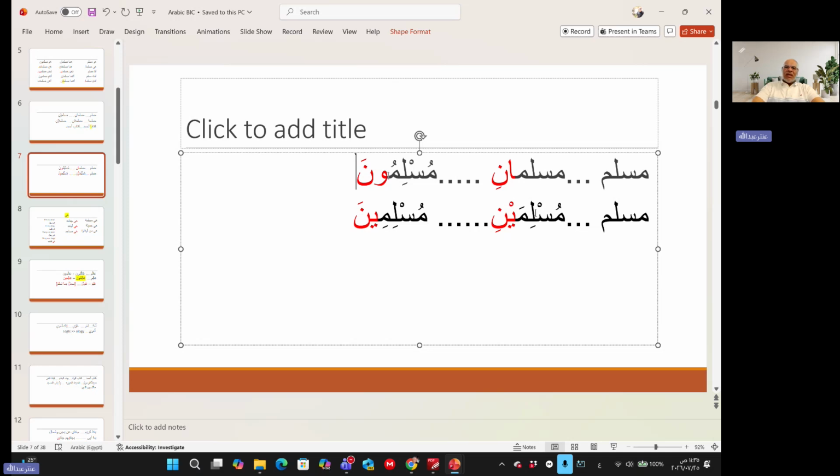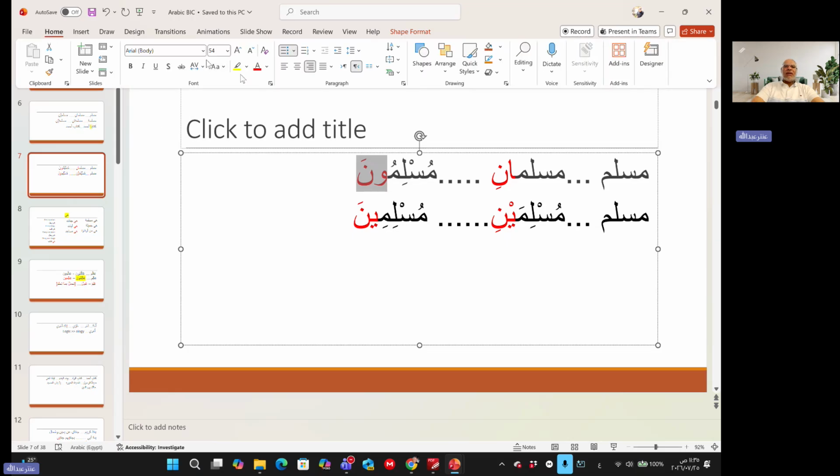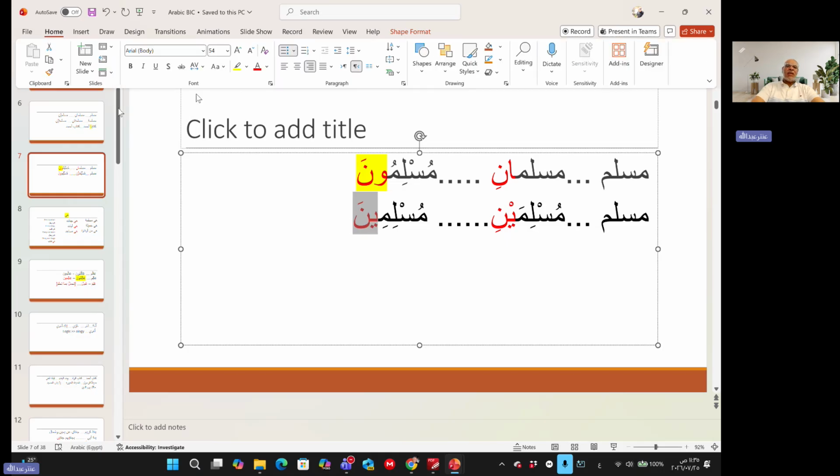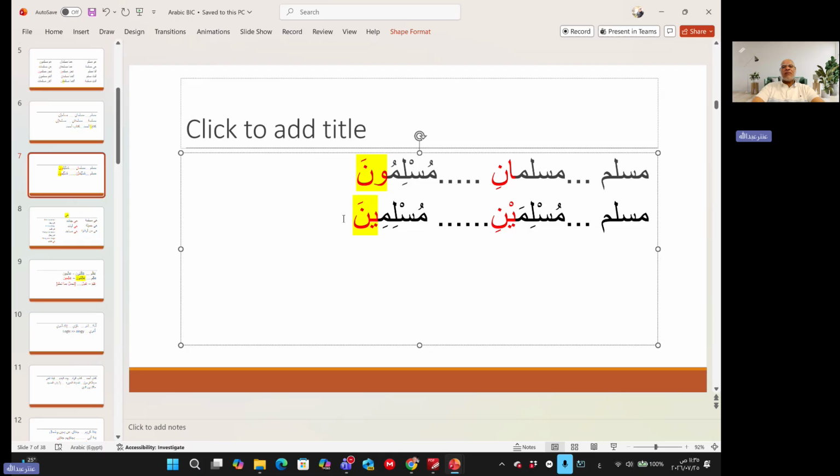So once again, the markers for the male plural in Arabic are waw nun or ya nun. Waw nun if it is nominative, which means that it is in the subject position. And ya nun if it is in the object position. So if you say, for example, al-muslimuna mu'addabuna, or let's say muslimuna musalimuna.